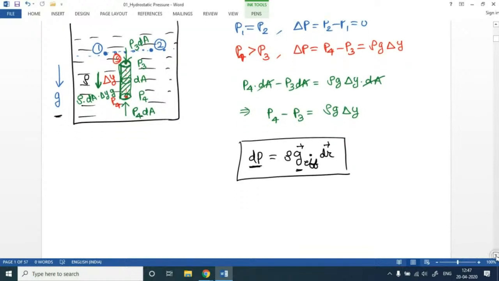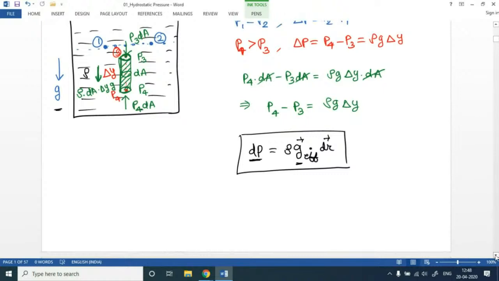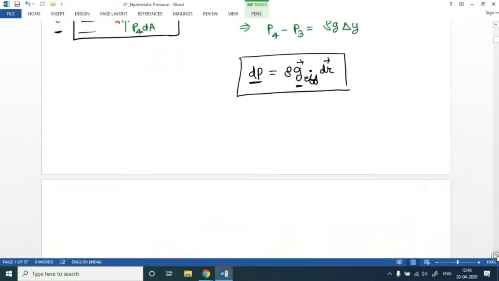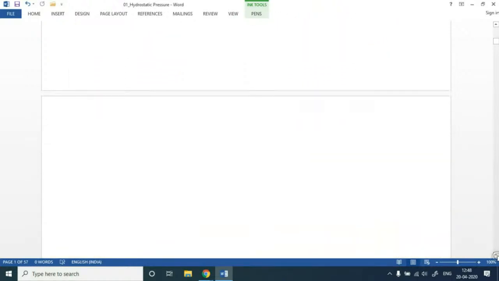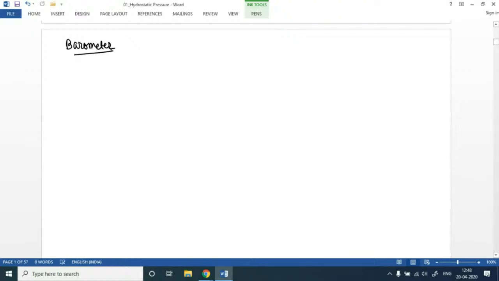With the help of this pressure variation in a non-accelerated fluid, we can use some concepts of pressure measuring devices. The pressure measuring devices work on this principle only. So let's first of all talk about the barometer. A barometer is an instrument or a device which is used to measure atmospheric pressure.